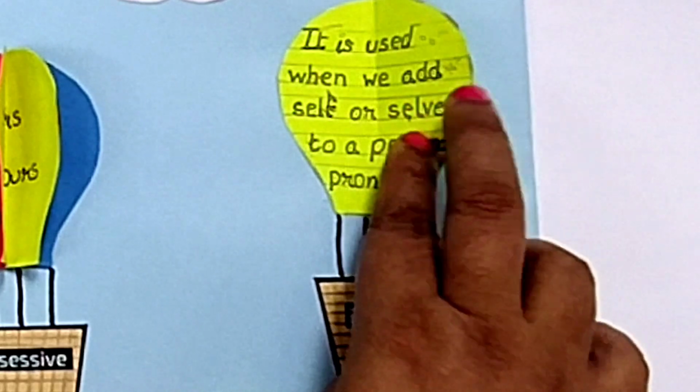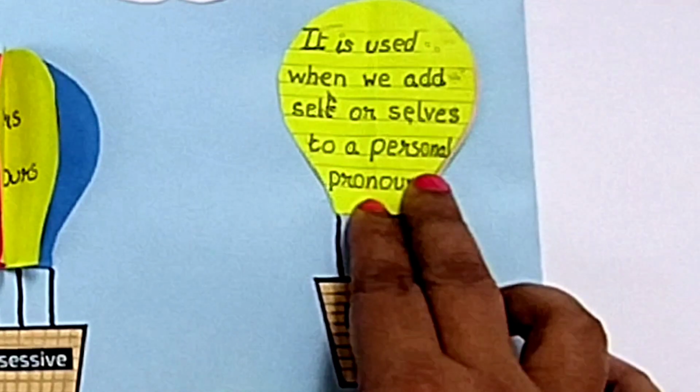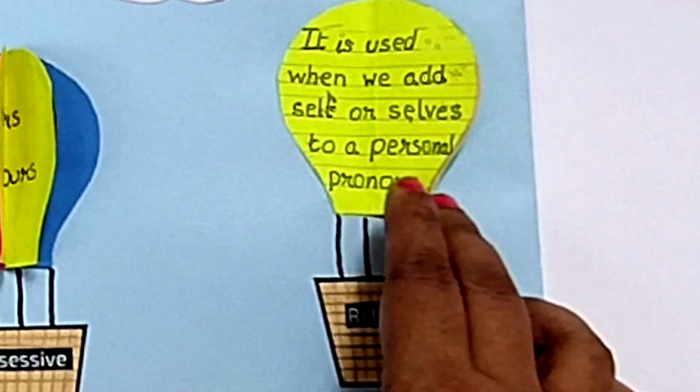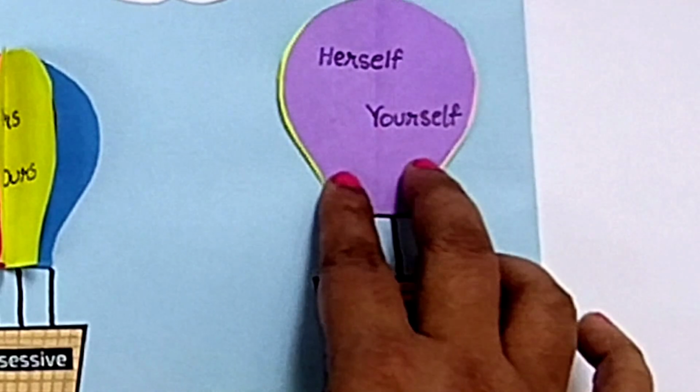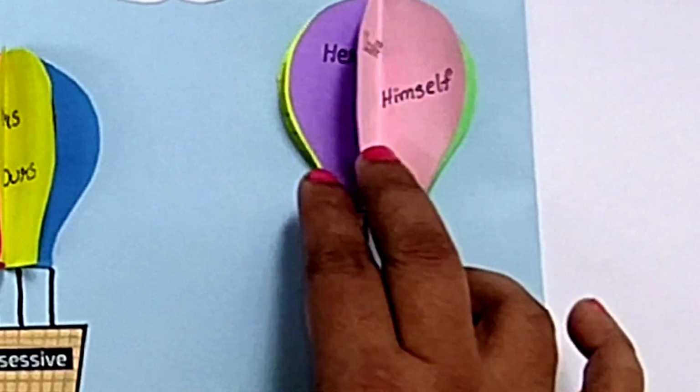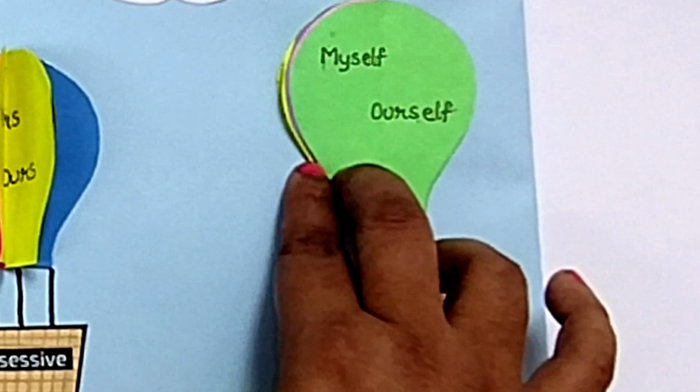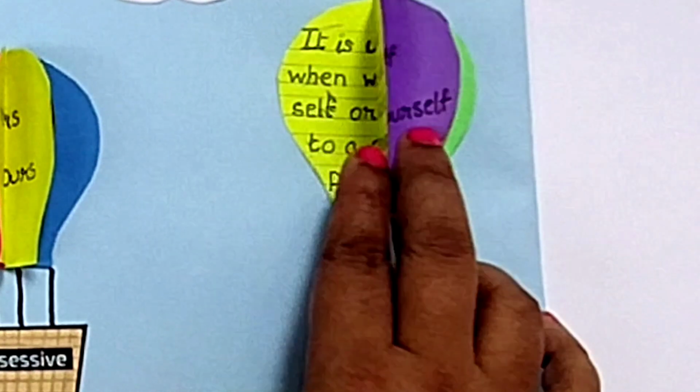Reflexive pronouns. It is used when we add self or selves to a personal pronoun. For example, herself, yourself, itself, himself, myself, ourself, etc.